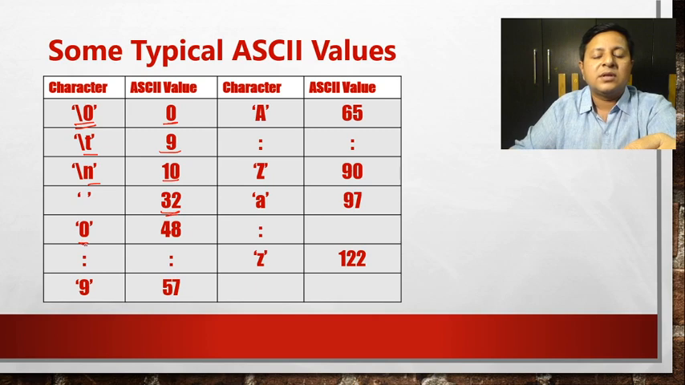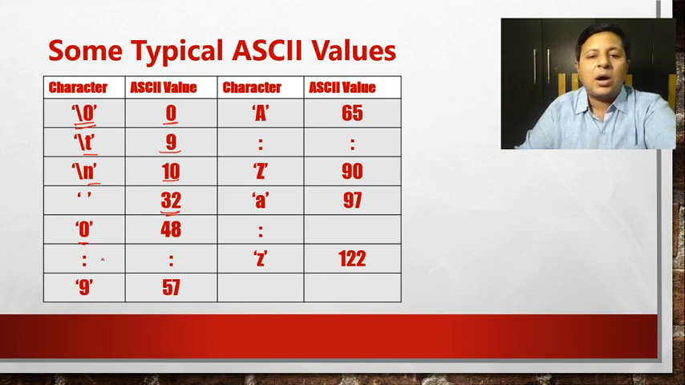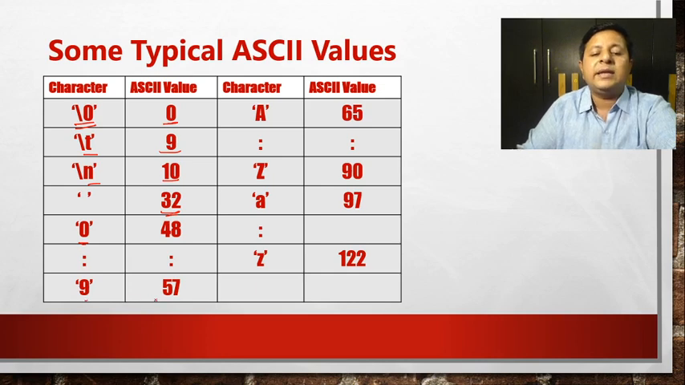Next, the single digit 0. As already said, single digit integers can be represented as characters. So 0 has got 48, 1 will be 49, 2 will be 50, and so on, up to 9, which is 57. So all 0 to 9 have their corresponding ASCII values. Capital A is 65, capital B is 66, capital C is 67, and so on, with capital Z getting the value 90.